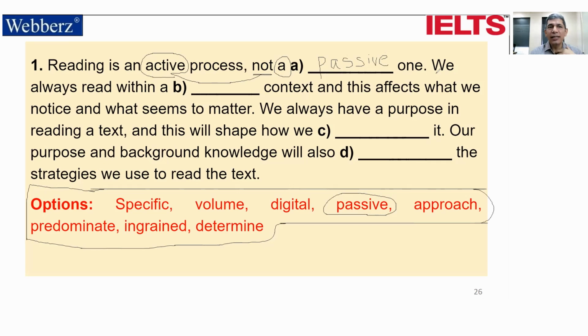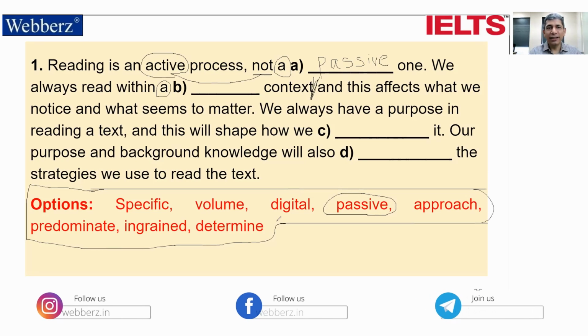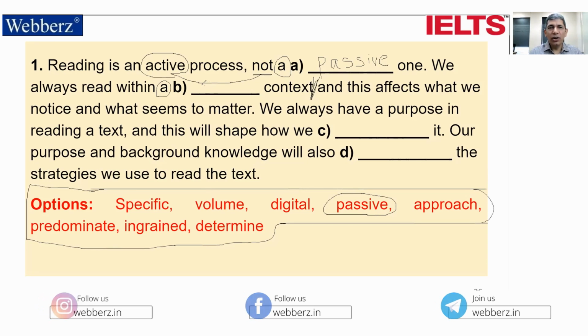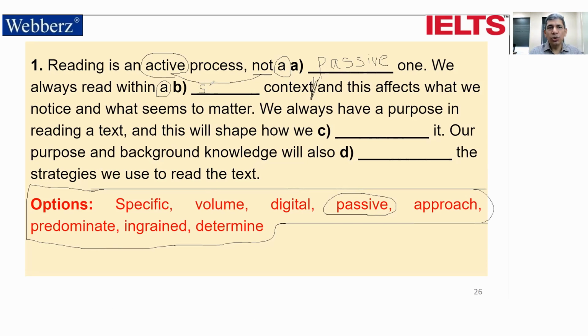Now read the second sentence. We always read within a dash context. Again, there's an article here. So obviously, a consonant will be the first alphabet, okay? Yeah, indefinite article it is. Within a specific context. Are you sure? Yeah. All right. Read out all the other options so that you know.